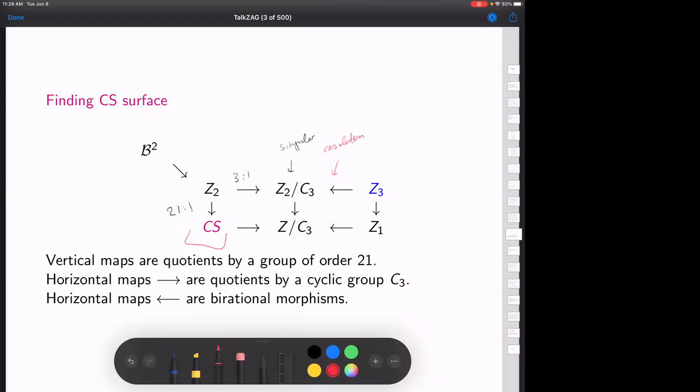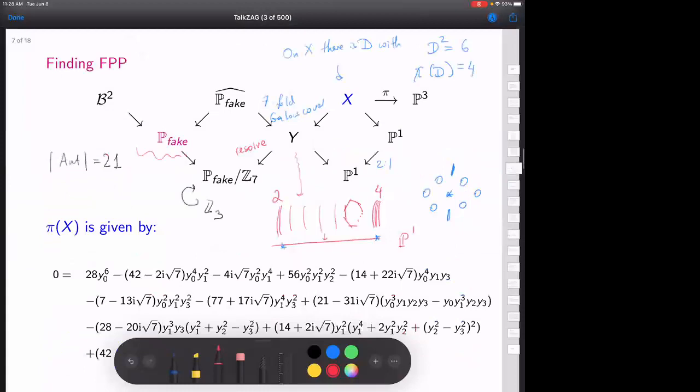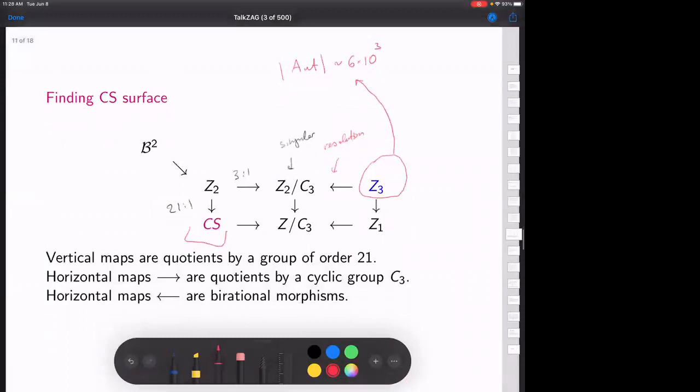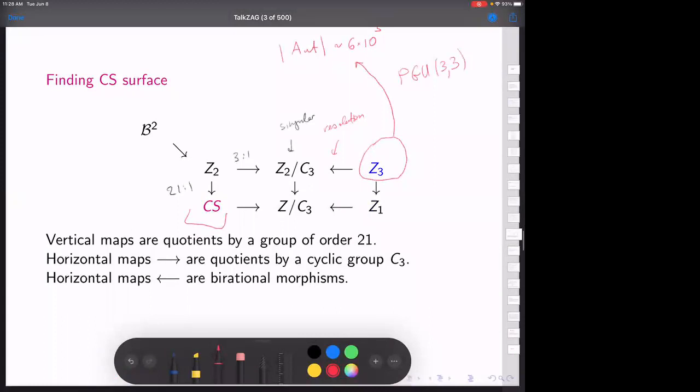This surface Z3 is the one you can get a handle on. What's nice about it, its automorphism group is approximately 6,000. I don't remember the number, maybe 6048 or something. PGU(3,3). So actually a finite simple group. And then you could identify Z3 simply using the group invariance. When your group is this large, you're just able to say, okay, Z3 is embedded into P12 because this is a canonical embedding.